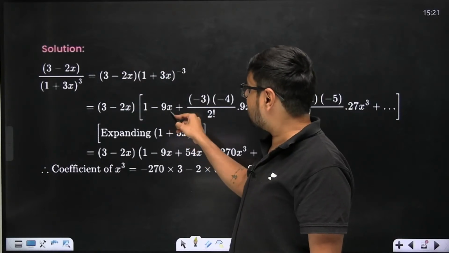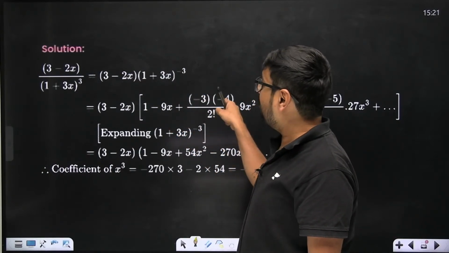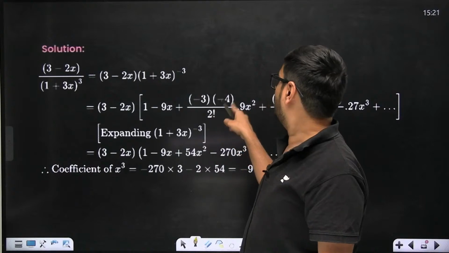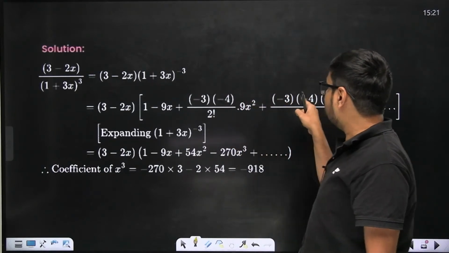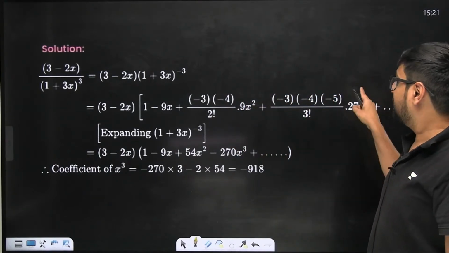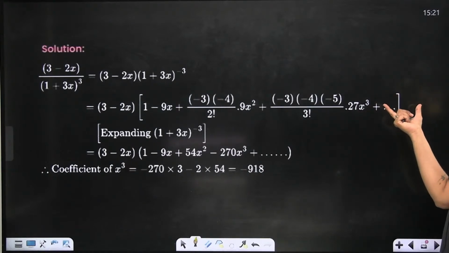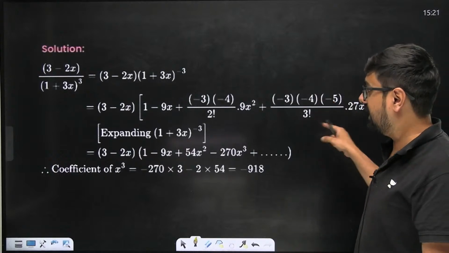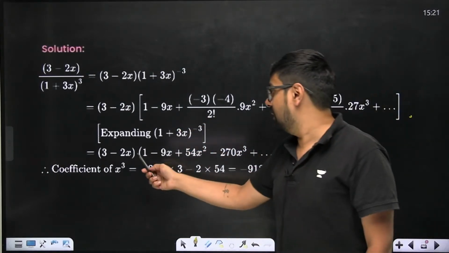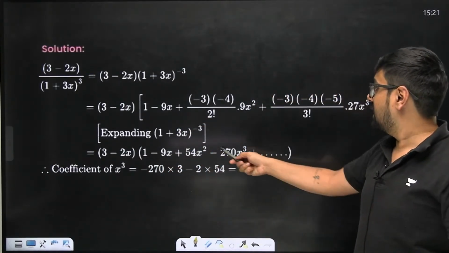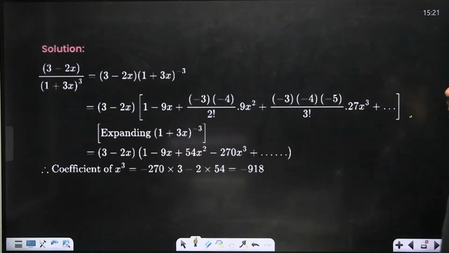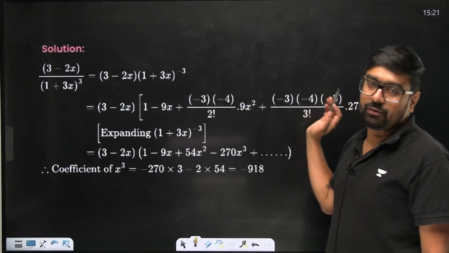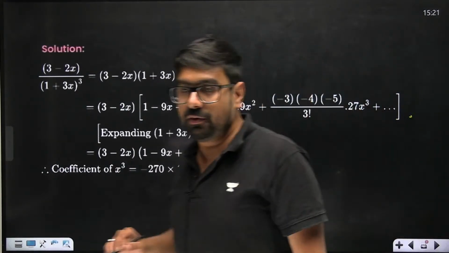So 1 minus 9x, then plus minus 3 and minus 4, next number, divided by 2 factorial. Then minus 3, minus 4, minus 5, 3 numbers, so 3 factorial. Then minus 3, minus 4, minus 5, minus 6, divided by 4 factorial. It will expand like this. Right? This is the expansion: 1 minus 9x plus 54x square plus 27x cube. You can simply expand like this. Right? The remaining things will work in the normal way only.